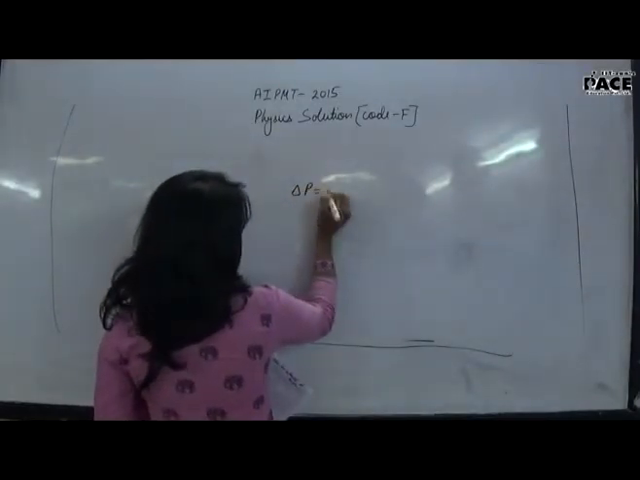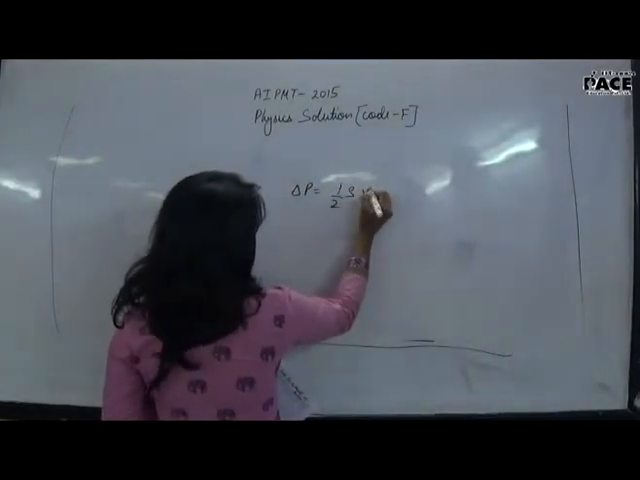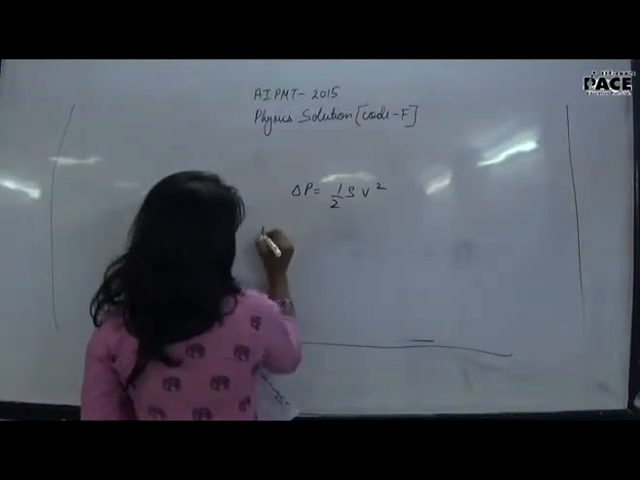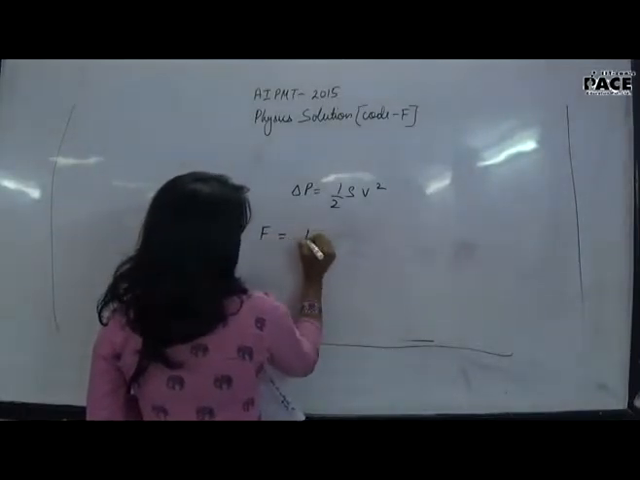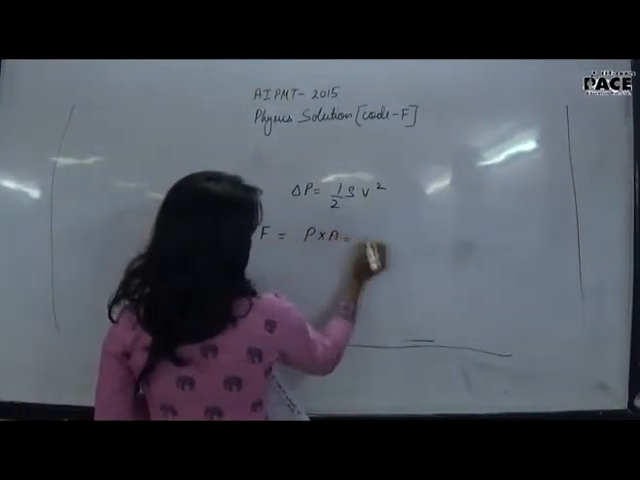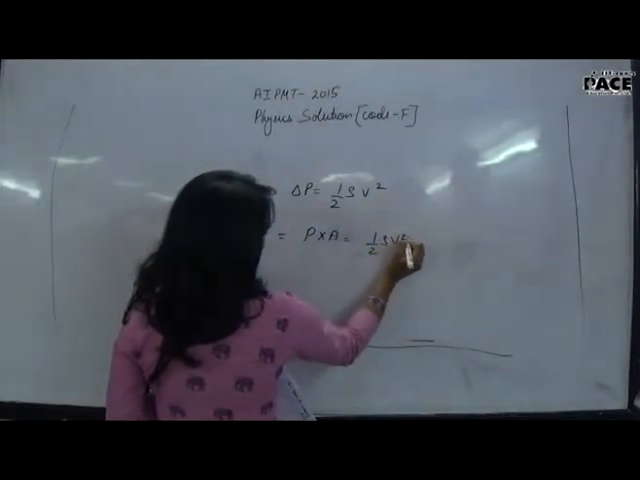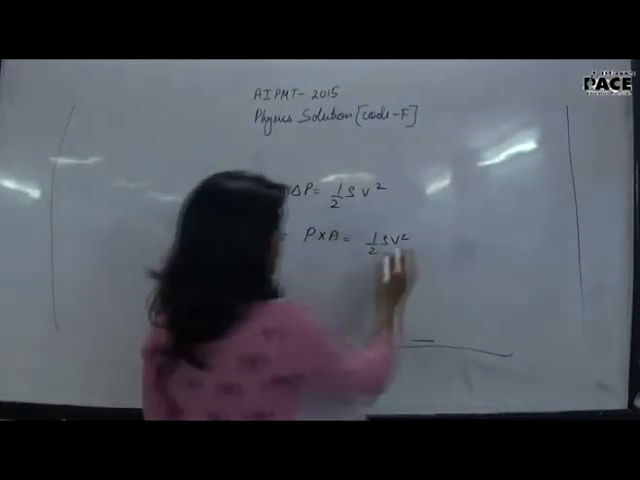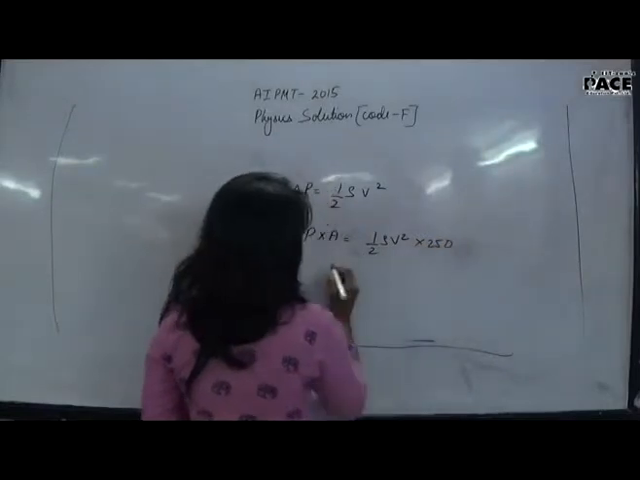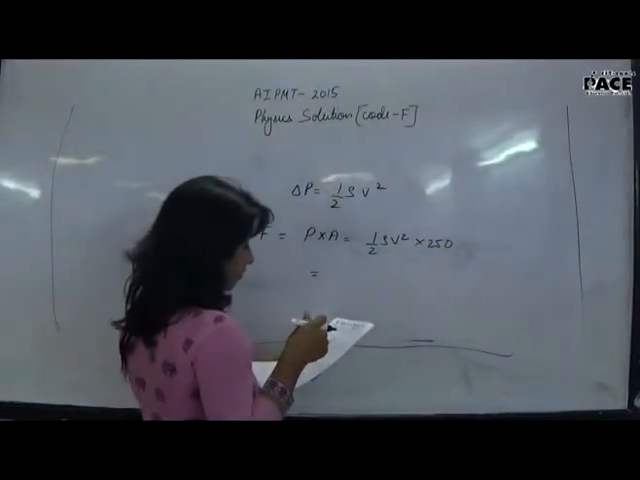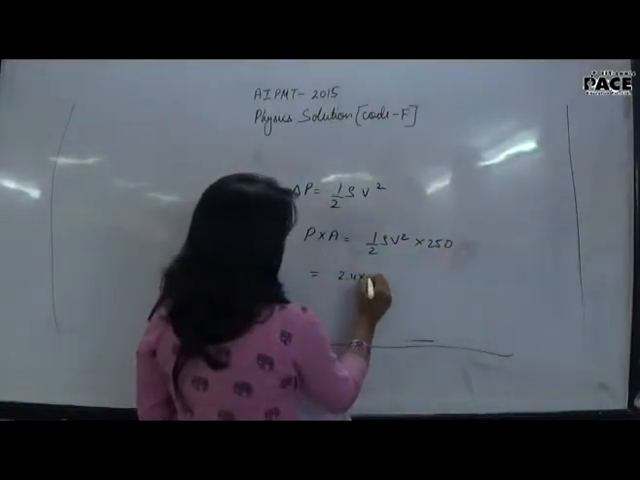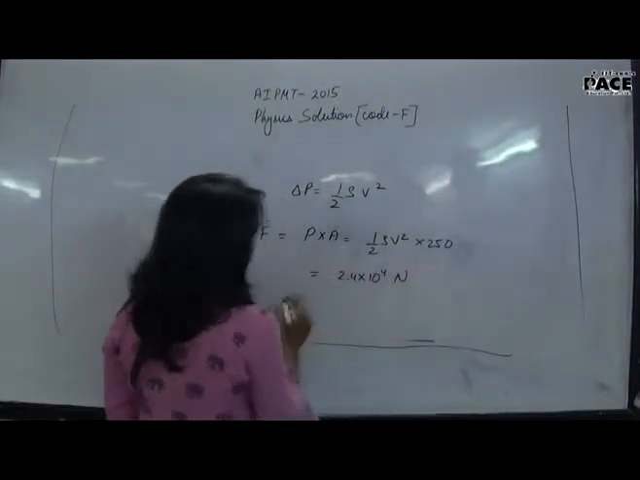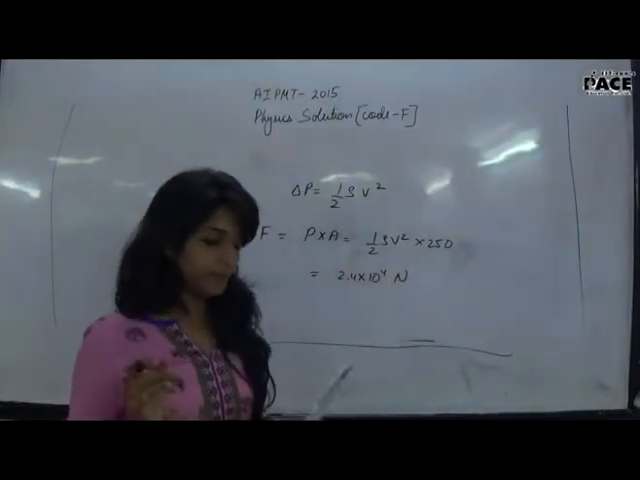Delta P is given by half rho V square, and as we all know, force equals pressure into area, that is half rho V square into 250. It will equal 2.4 into 10 raised to 4 Newton, and it will be in upward direction.